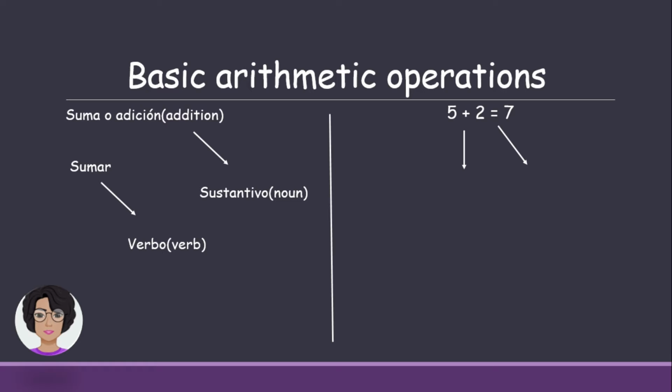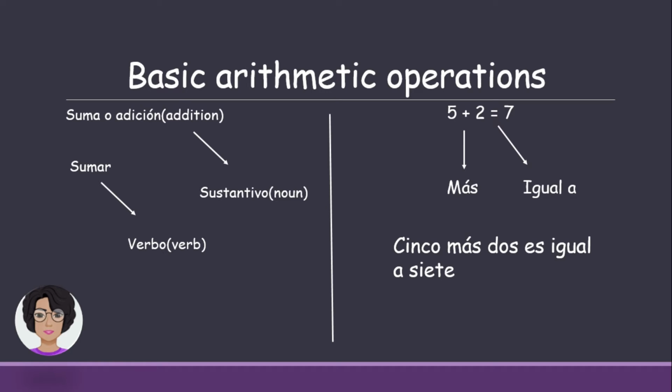So here I have 5 plus 2 equals 7, right? So let's learn how to read that in Spanish. So the symbol plus is read más in Spanish, and equals is read igual a. So we would say it in English 5 plus 2 equals 7, right? In Spanish, we would say 5 más 2 es igual a 7. Perfect. And remember that this is called suma o adición in Spanish. And the verb will be sumar.